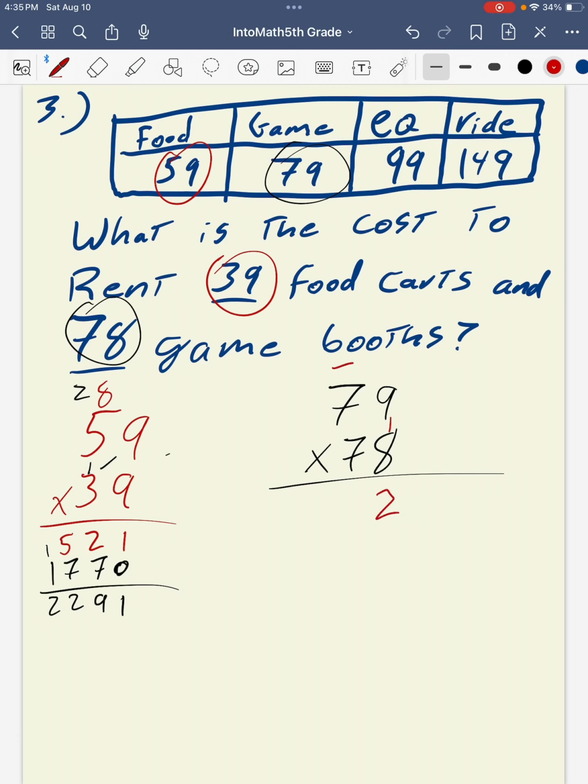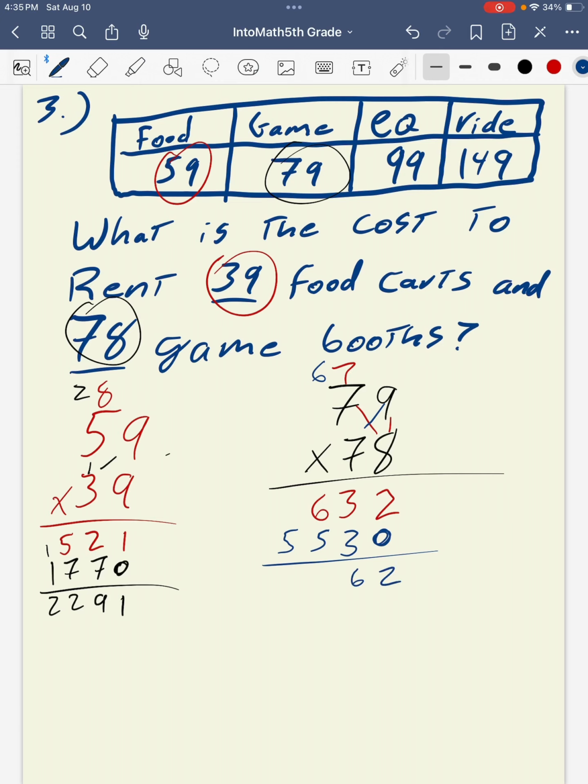Starting with my ones, 8 times 9 gives me 72. 8 times 7 is 56, plus an additional 7 makes it 63. Now I move on to my tens place value. Make sure I put a placeholder 0 because I'm no longer in my ones. 7 times 9 is 63. 7 times 7 is 49, plus an additional 6 makes it 55.